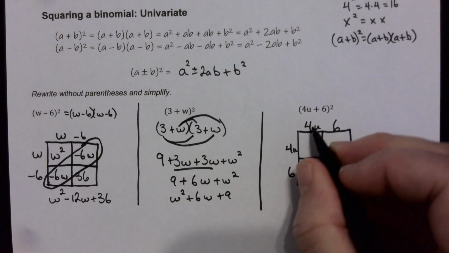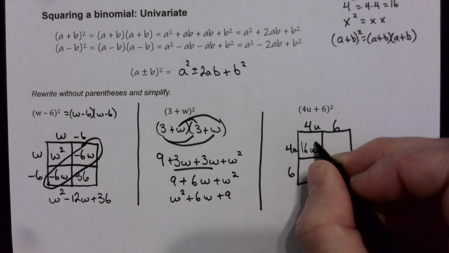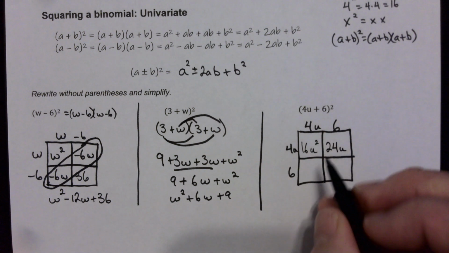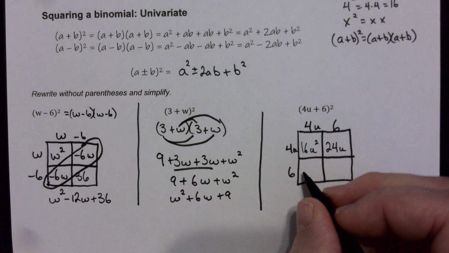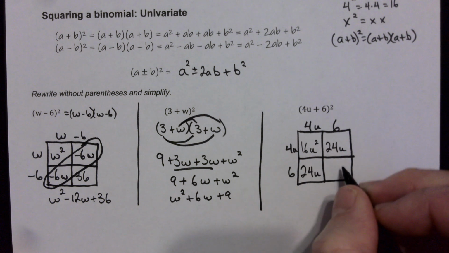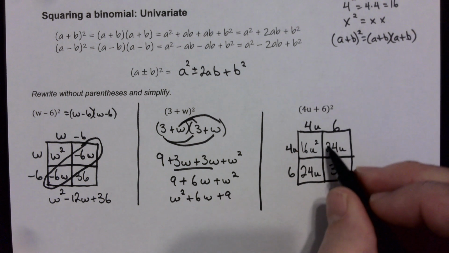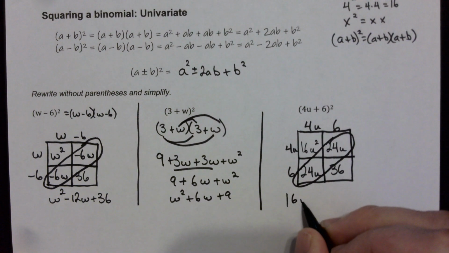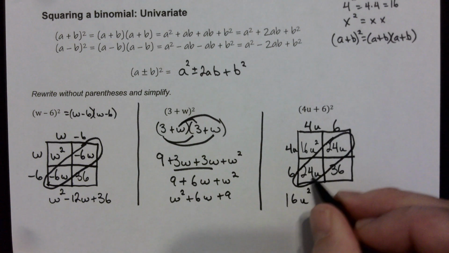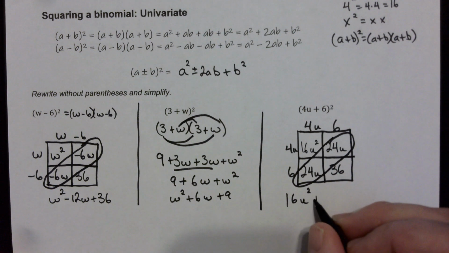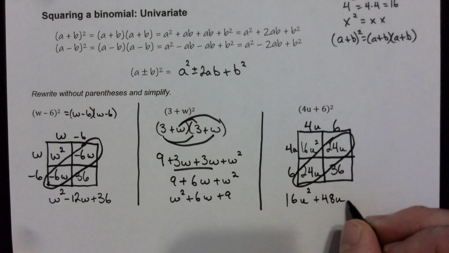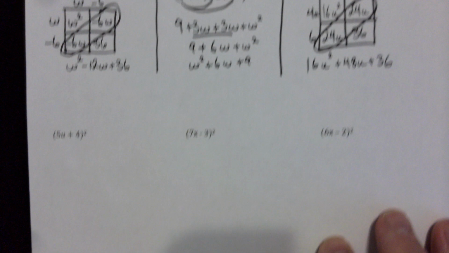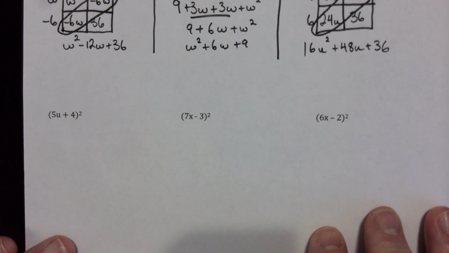All right, first box, 4u times 4u is 16u squared. 4u times 6 is 24u. 4u times 6 is 24u. And then 6 times 6 is 36. We're going to combine these two positive terms right here. So I get 16u squared, combine these two, 24u and 24u is 48u, and then plus 36. Okay. Let's do a few more. If you already got the hang of it, you can stop the video now.